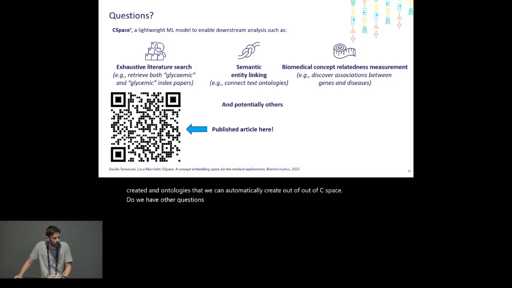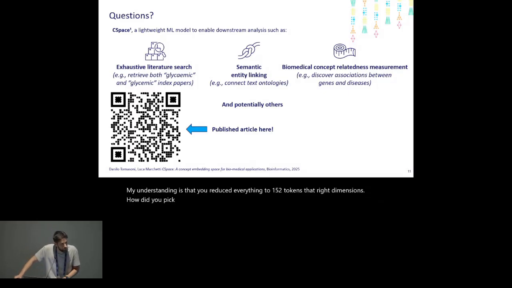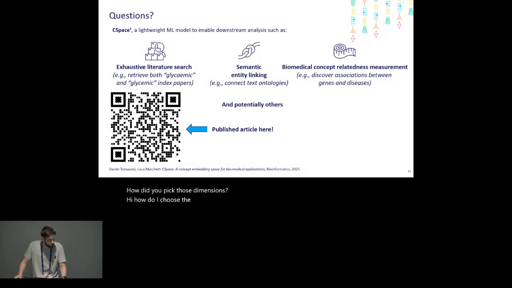I may have missed this, but my understanding is that you reduced everything to 152 dimensions. Is that right? How did you pick those dimensions? How do I choose the 152? Just by experiment. There is no specific logic behind it.